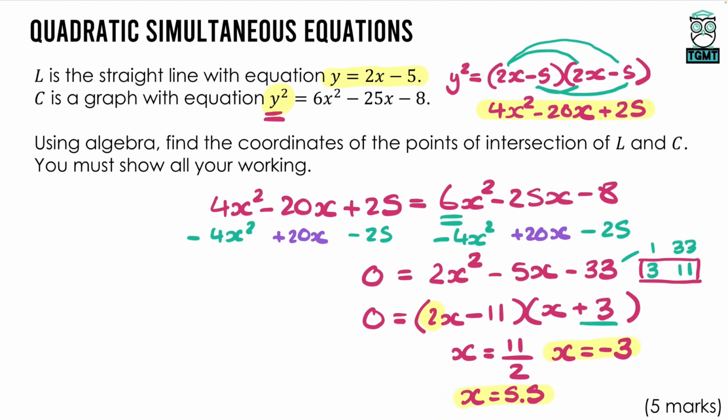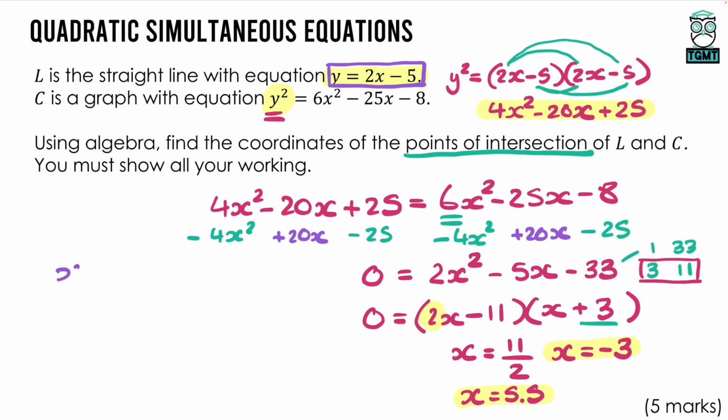Now the question has said, find the points of intersection. Points of intersection are going to be given as coordinates. So we have the x coordinates of the 2 points of intersection. We now need to find the y coordinate. To do that, we'll look for an equation that says y equals, and we have one written in the first line. y is equal to 2x minus 5.